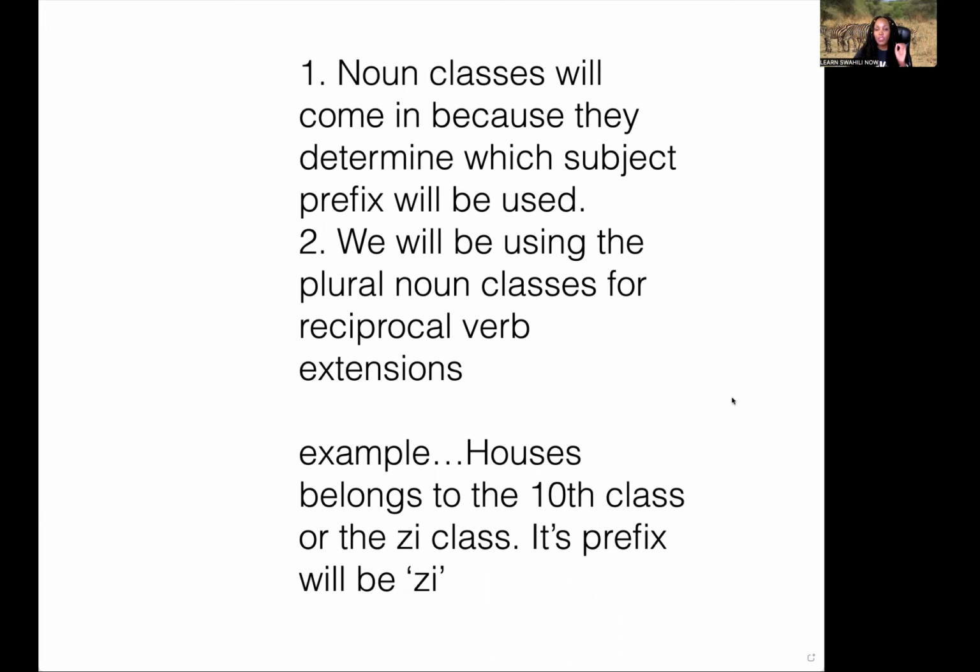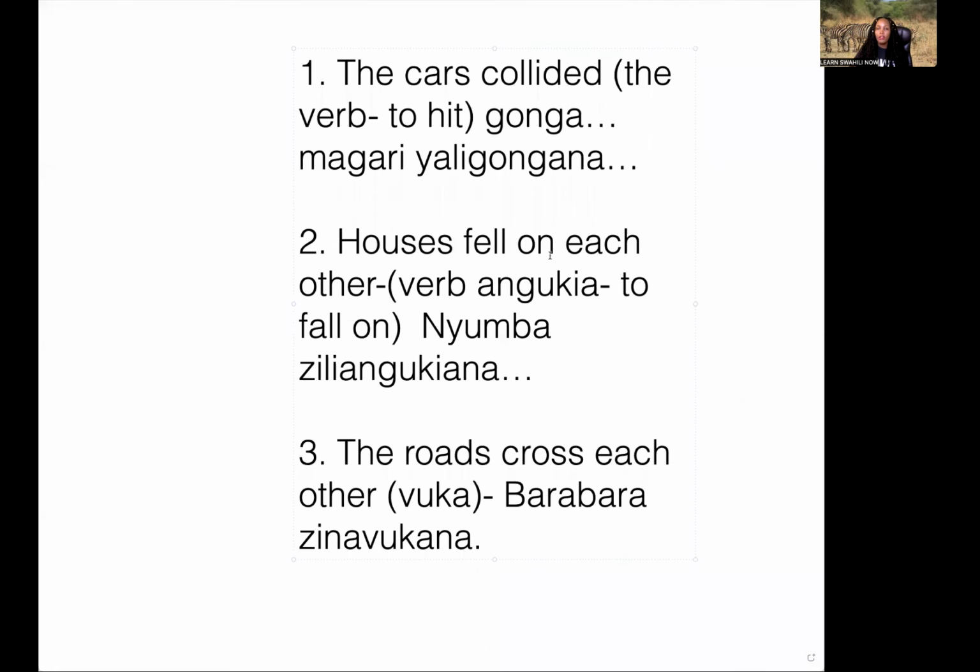So let us continue with examples of how this reciprocal verb extension will look in this format. We have our examples here. The cars collided, and the verb we're going to use is hit, which is gonga. Magari yaligongana. Our subject prefix here is ya, and then we simply add the na at the end to make the each other part.